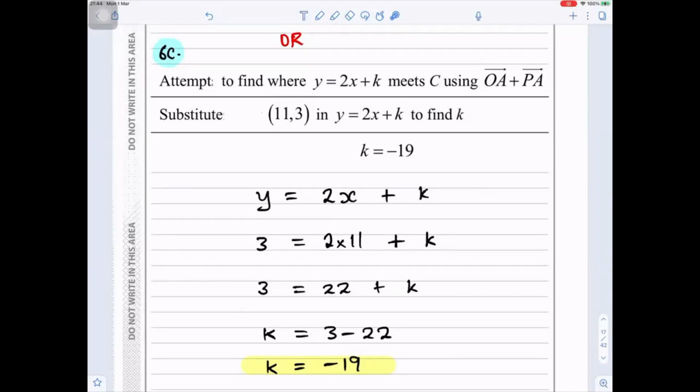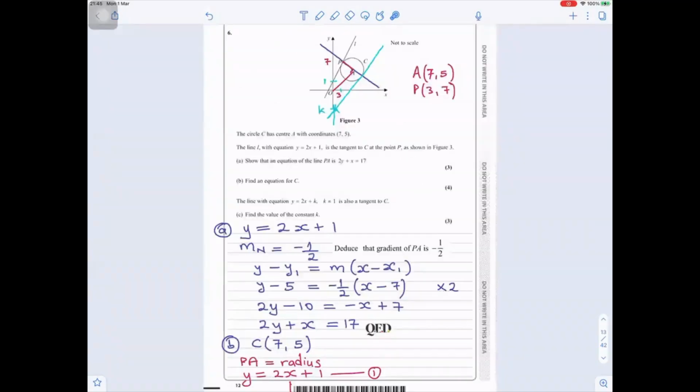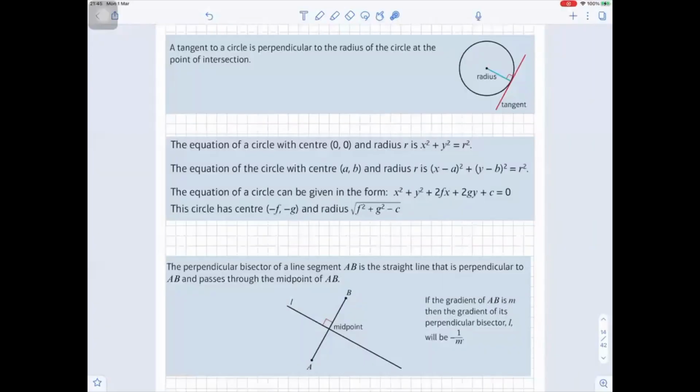Or you can attempt to find where y equals 2x plus k meets C using OA equals p plus a. So substitute 11,3 in y equals 2x plus k to find k. That means you substitute 3 for y and 11 for x, and you solve it, you will get k to be minus 19. I think this is quicker and easier. So that's question 6a. And these are the formulae and ideas that we use for it.